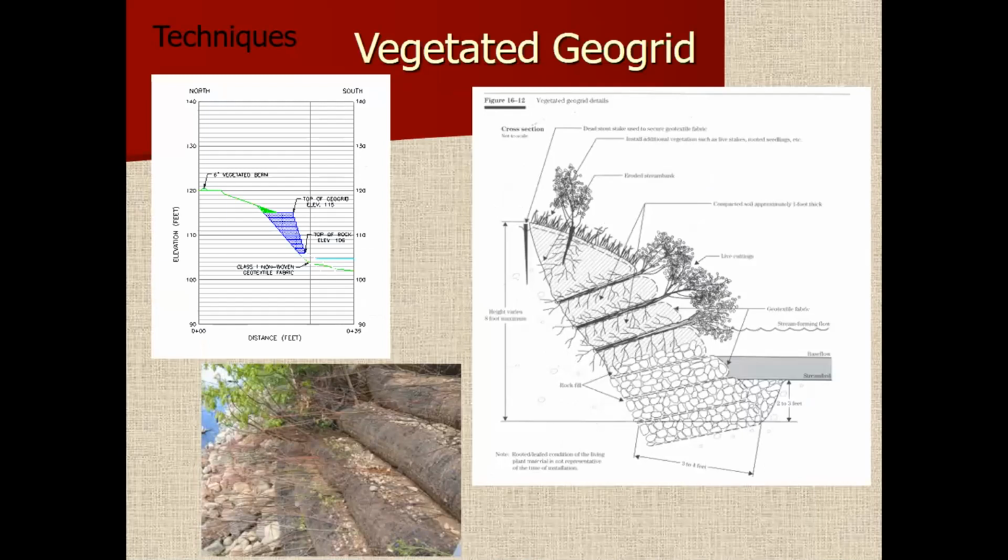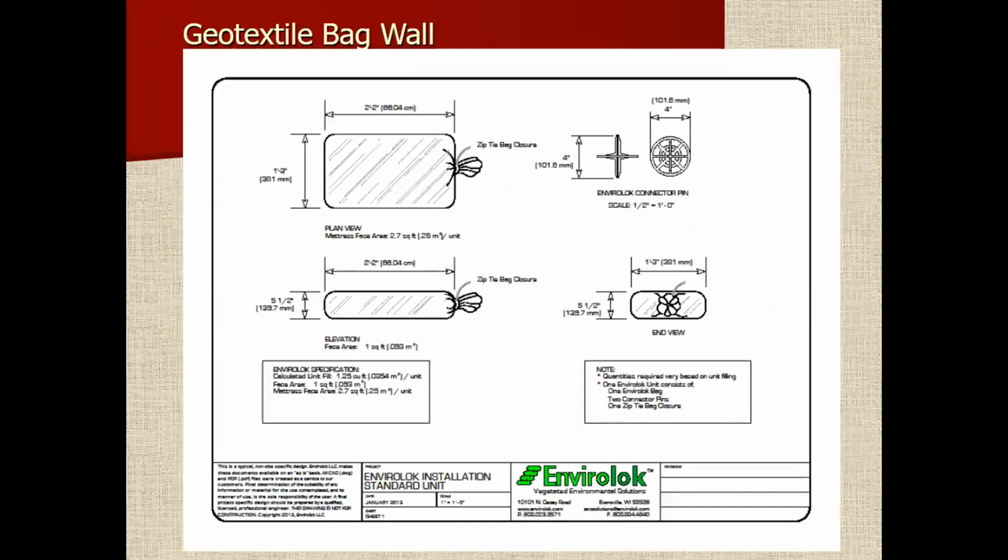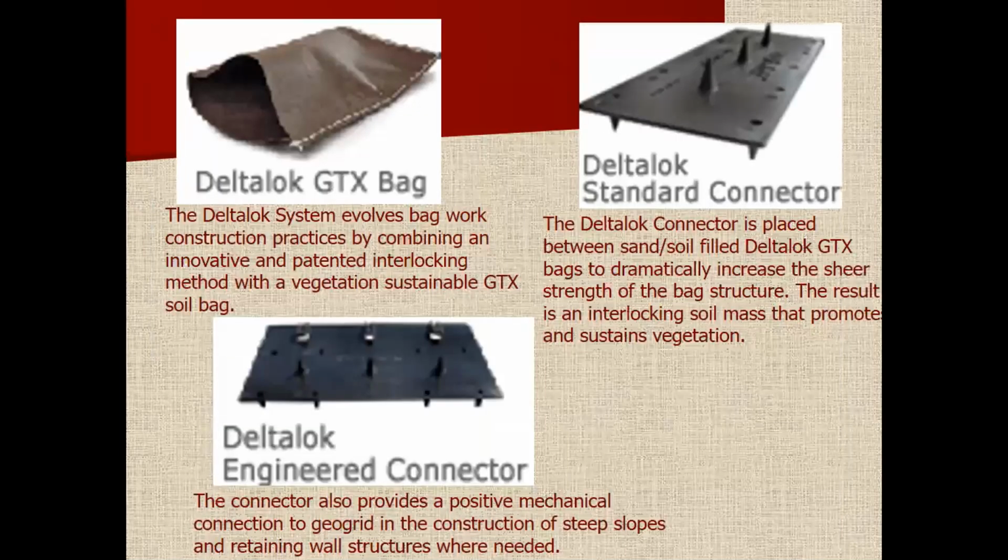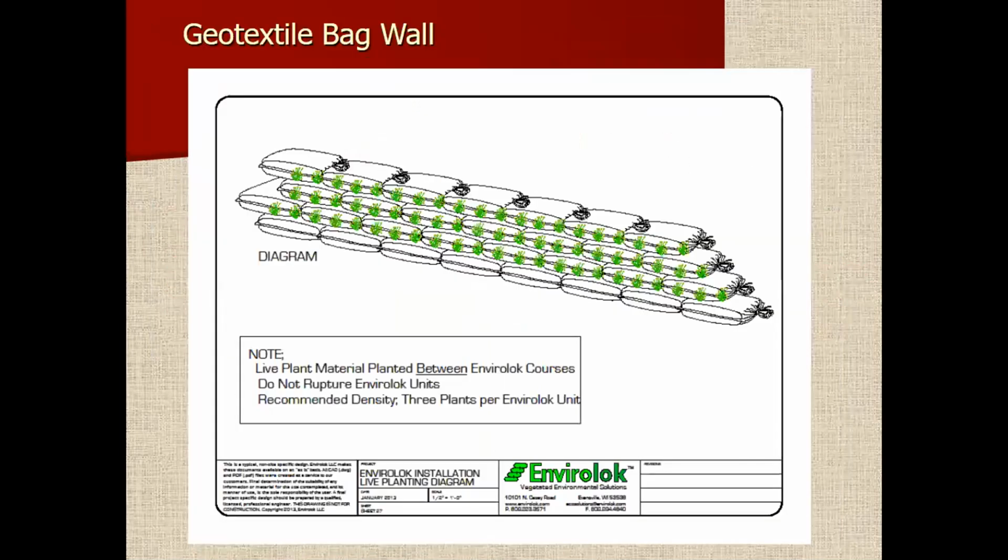A vegetated geo grid is something that we have commonly used when we have pretty steep slopes above the lake bed toe, and it just helps to reestablish vegetation in a situation where you can't have a slope that's 3-to-1, where you need to be more vertical or more 1-to-1. Another technique that accomplishes that same idea is geotextile bag wall. And these are just showing what the different connectors and bags might look like.